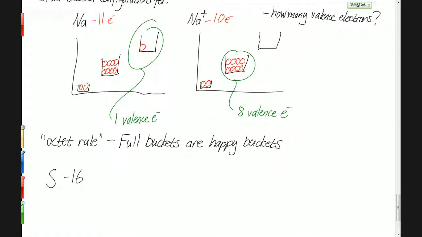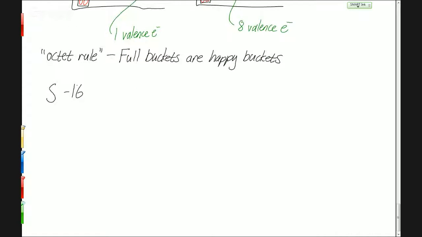So what did you find out for sulfur? What would you do to the electrons to give it full buckets? Add 2 or take out 6. That would be the two answers, right? So you could either do this. Sulfur has 16, so that's like this. So we could add 2, or we could take those last 6 out, and that would give us full buckets.